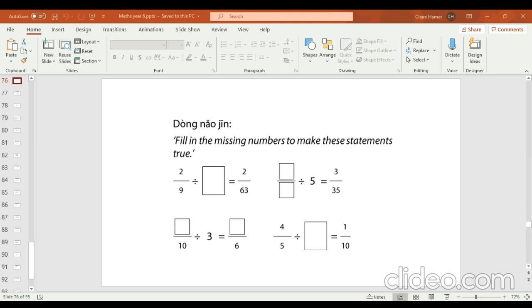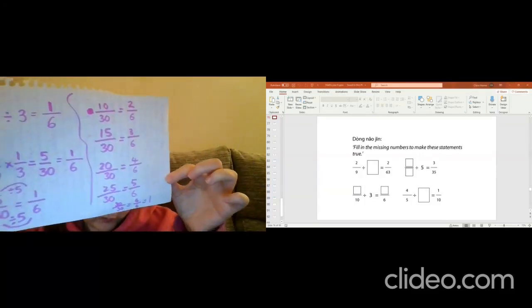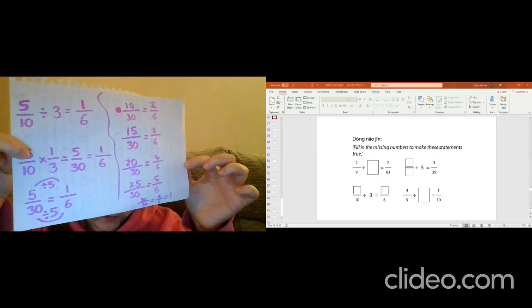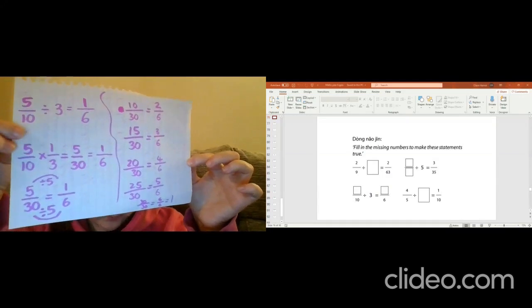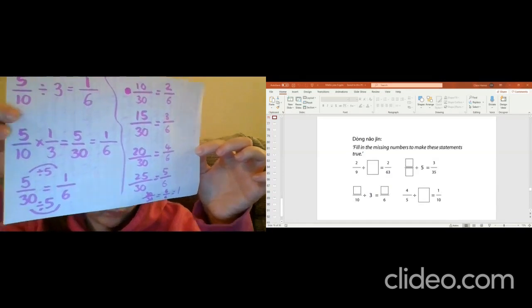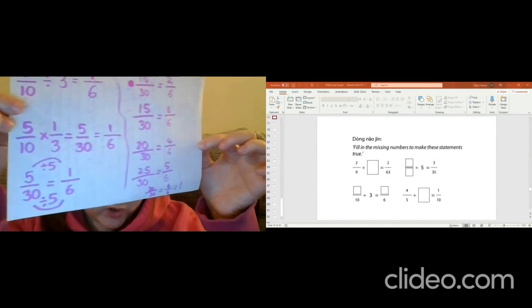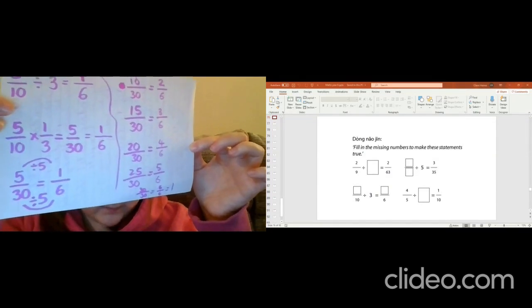For the first one: something over 10 divided by 3 equals something over 6. Okay, so I'm going to put my workings on screen now. I used the knowledge from the lesson and I thought, right, dividing by 3 is the same as multiplying by 1/3. So I did that straight away. It's going to be 5/10 multiplied by 1/3, which equals 5/30.